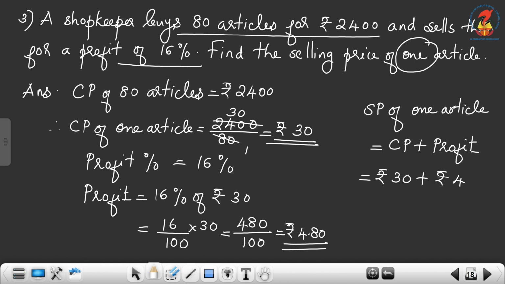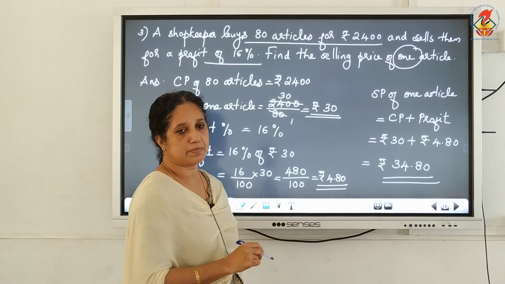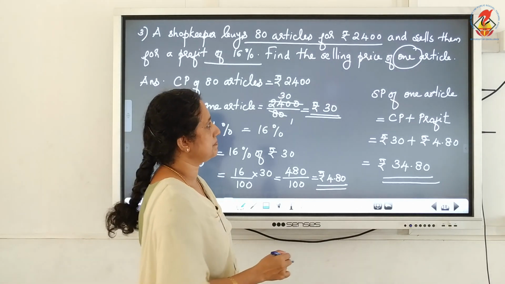Therefore, the selling price of one article is rupees 34.80. So selling price is cost price plus profit, and when you substitute there, you will get the selling price of one article.